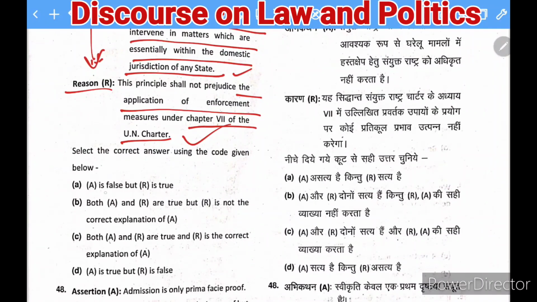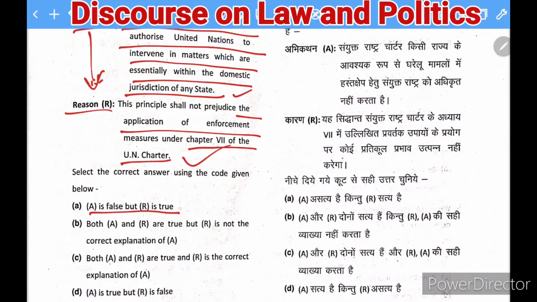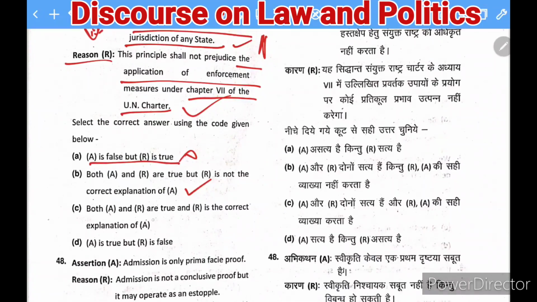The options which are given here: A is false but R is true, it is not. Both are correct statements. Both A and R are true but R is not the correct explanation. Yes, there is no connection between these statements. It is not giving a reason for that. So therefore this is the correct answer. Both A and R are true and R is the correct explanation, this is wrong. A is true but R is false, it is also wrong. So the right answer of this question is B. Okay.